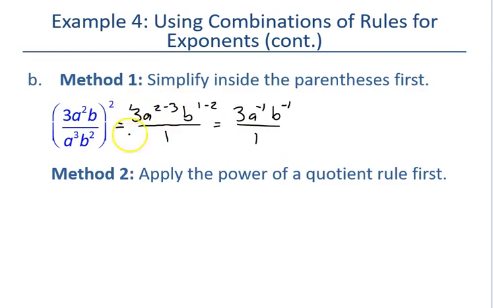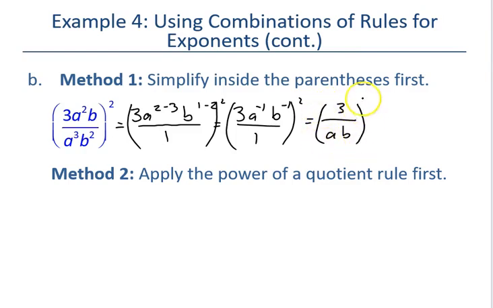Let's not forget that all of this needs to be raised to the power of 2. Rewriting once again, I end up having a 3 on top, and then an a and b, and then I have this power 2 out there that's now going to be distributed to everything. I know 3 squared is going to be 9, and then I'm going to have a squared, and then I'm going to have b squared. That's one way to do it. Let's now look at the other way, method 2.